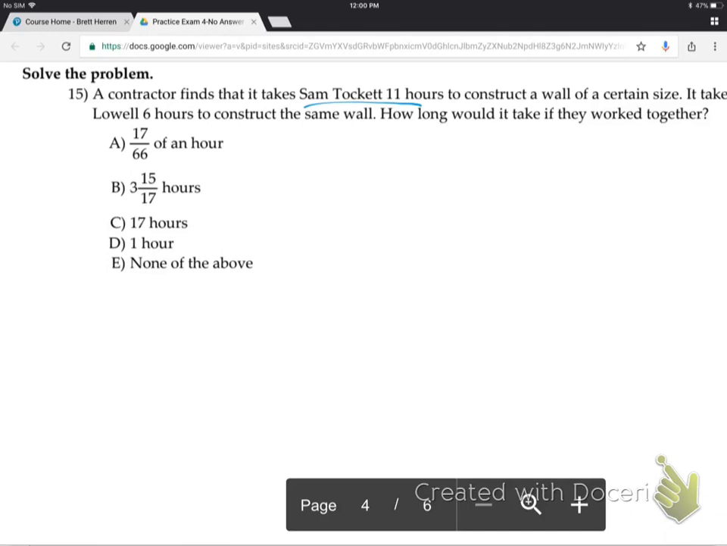Contractor Sam Tuckett takes 11 hours to construct a wall. It takes Lowell 6 hours. How long together? I hope you have the working together formula on your 3x5 card. If you don't, put it on right now. Rip out a piece of paper, about 3x5, and put that on it. So what's the working together formula?